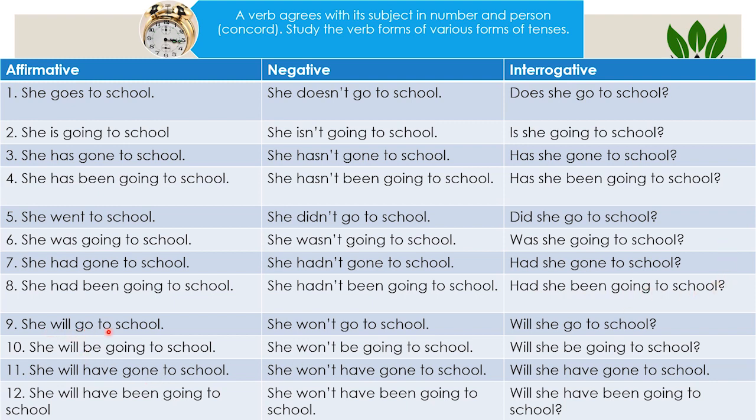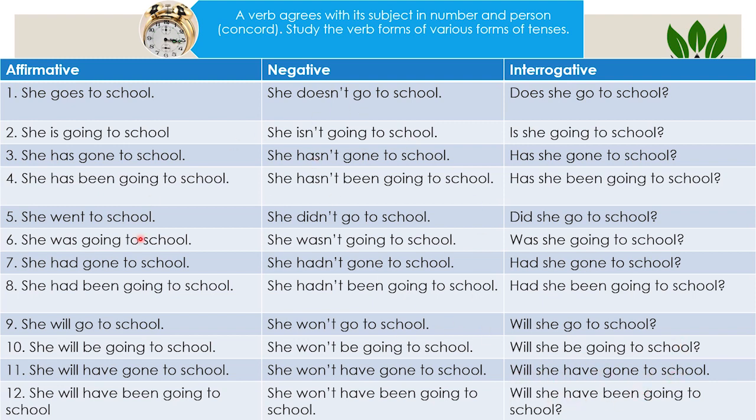Then she will go to school, she won't, okay? Will not is won't. We don't write basically will not, okay? So she will go, will not go, means she won't go. She won't go to school, she won't be going to school, she won't have gone to school, she won't have been going to school, right? So will she go to school? Will she be going to school? Will she have gone to school? Will she have been going to school?